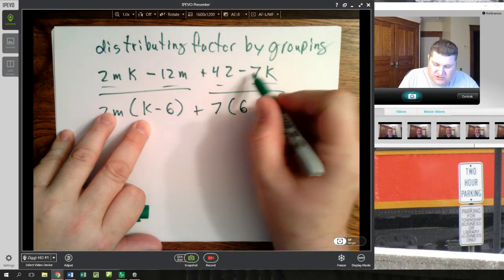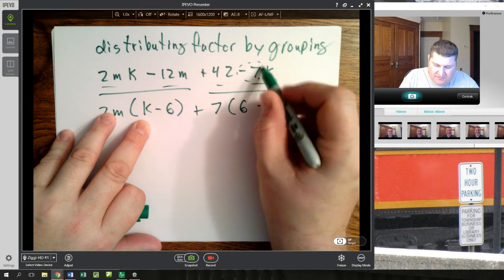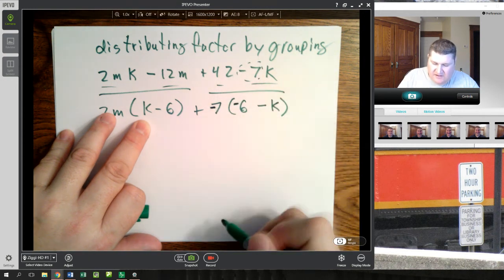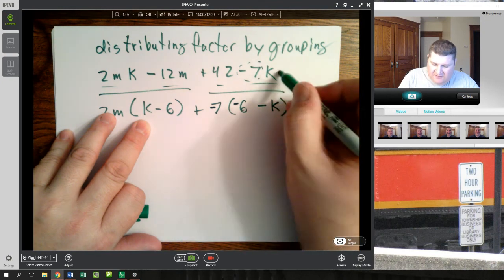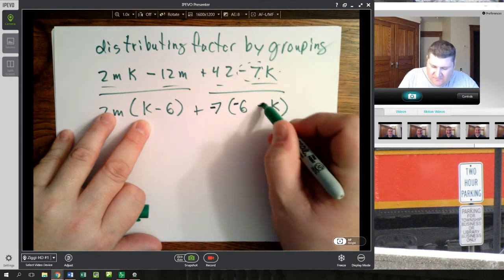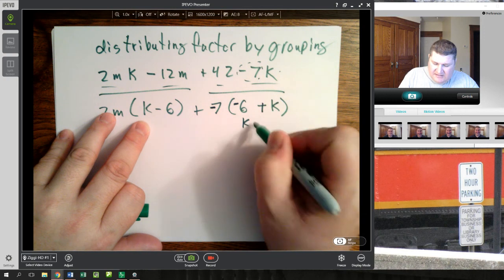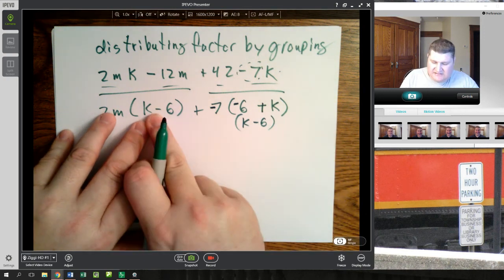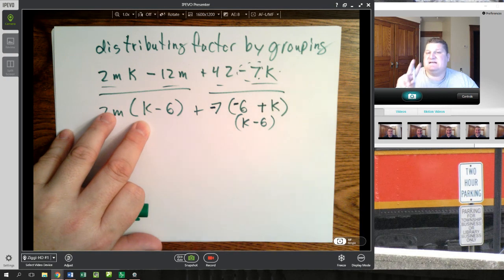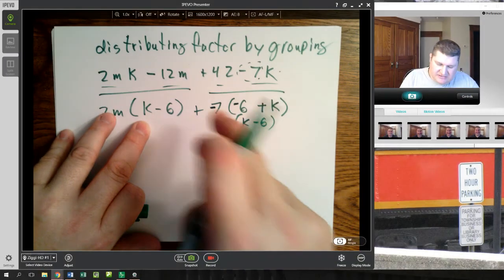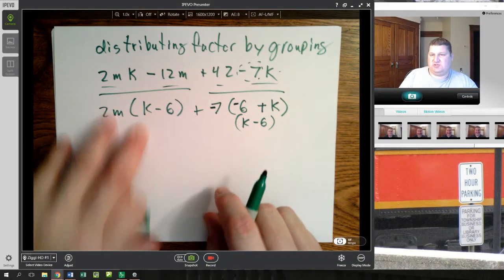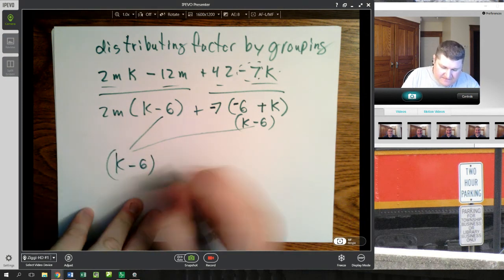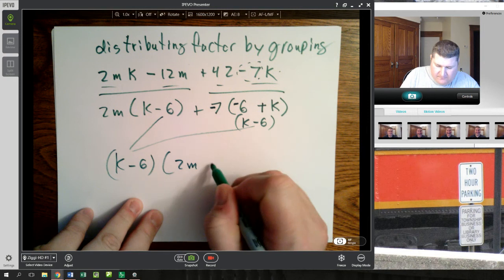Now, what if I took out a negative 7? Well, that means negative 7 out of negative 42 is negative 6. And negative 7 out of negative 7k is positive k. Is that the same? The answer is yes. So if you get something that is the same numbers, but exactly turned around negative each other, take out the negative, not just the regular 7. And now can I take k minus 6 out, leaving 2m minus 7.